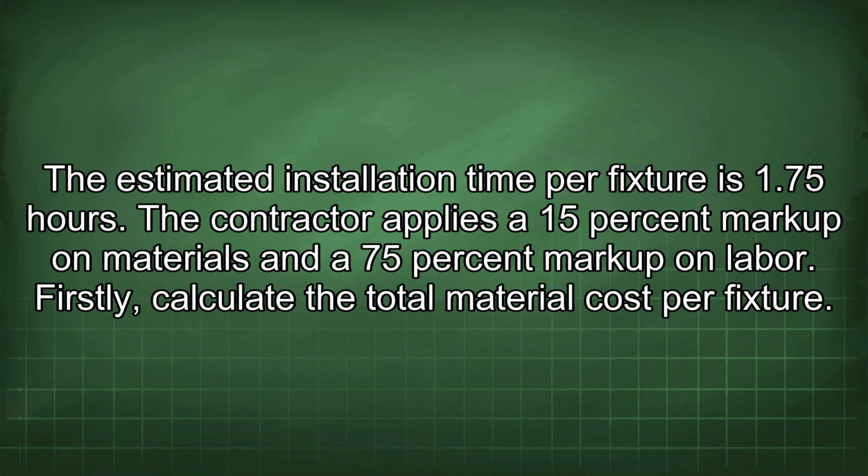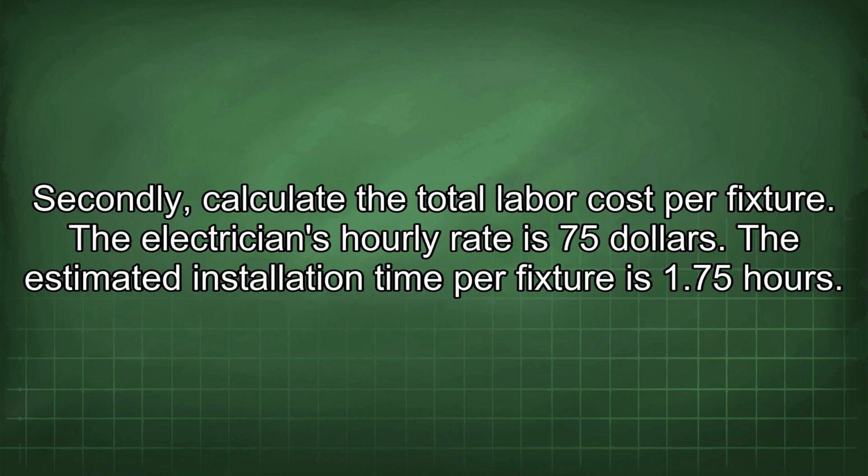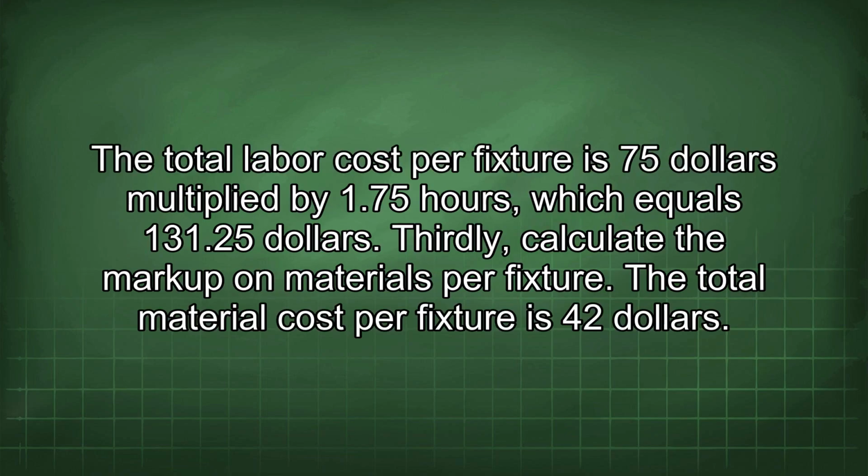Firstly, calculate the total material cost per fixture. The cost of the light fixture is $30. The cost of the bulbs is $12. The total material cost per fixture is $30 plus $12, which equals $42. Secondly, calculate the total labor cost per fixture. The electrician's hourly rate is $75. The estimated installation time per fixture is 1.75 hours. The total labor cost per fixture is $75 multiplied by 1.75 hours, which equals $131.25. Thirdly, calculate the markup on materials per fixture.